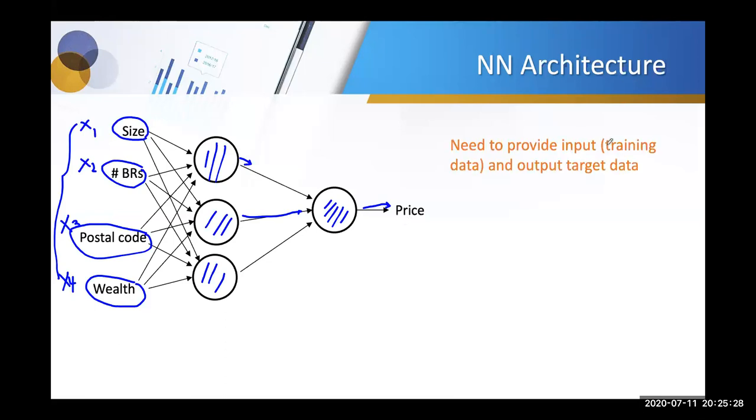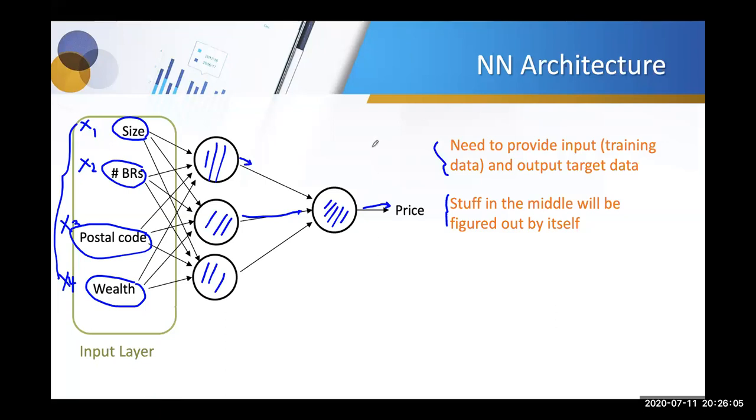So now we need to provide the input, the training data, as I said, and output the target data. And the stuff in the middle here, the neurons, will be figured out by itself. Of course, when we say figured out by itself, it doesn't mean that we do not interact with it or we don't have control over it. But the beauty of neural networks is that once you build it and construct it correctly, you don't need to worry about what's happening inside, okay?